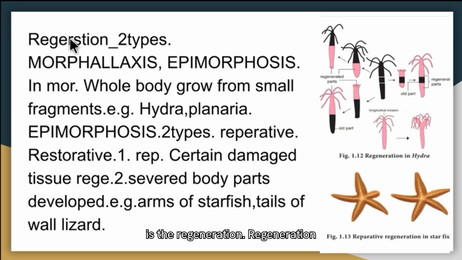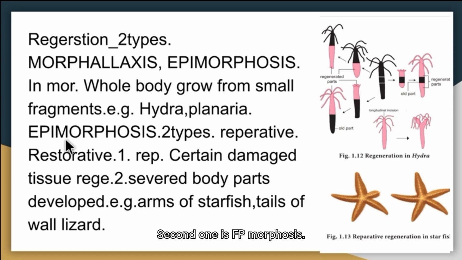The next one is the regeneration. Regeneration is of two types. First one is the morphallaxis. Another one is the epimorphosis. In morphallaxis, the whole body grows from a small fragment. A piece of fragment can develop into a full organism. Like this, the Hydra is the best example.